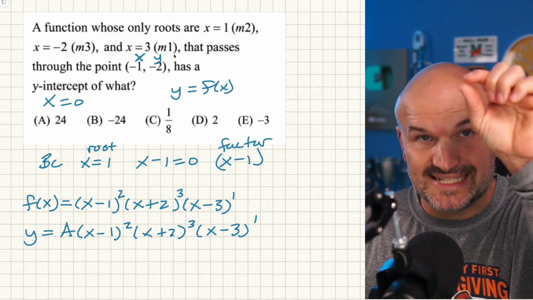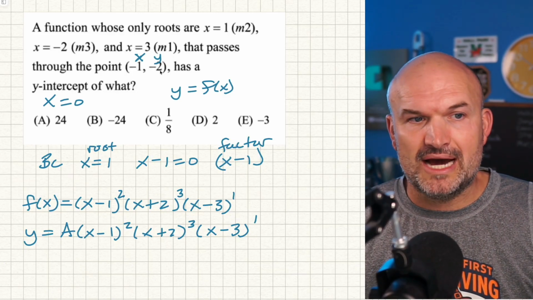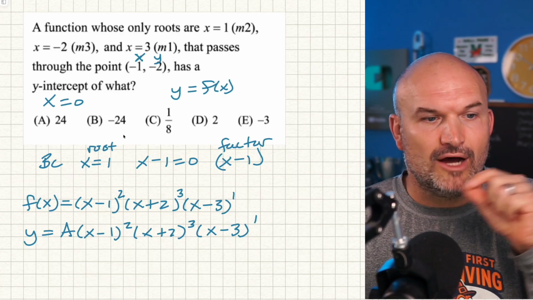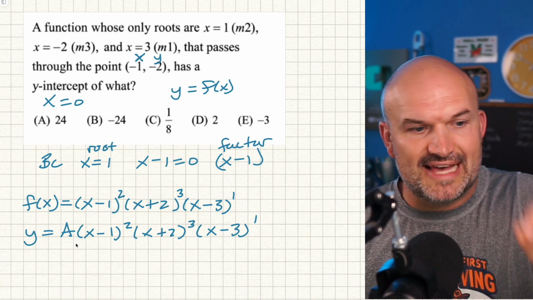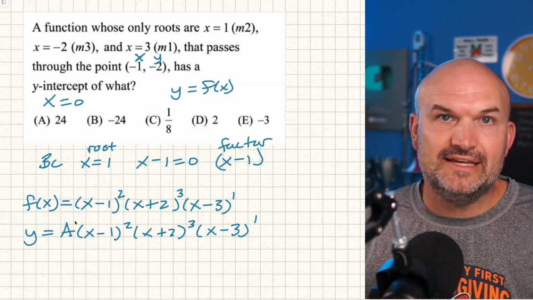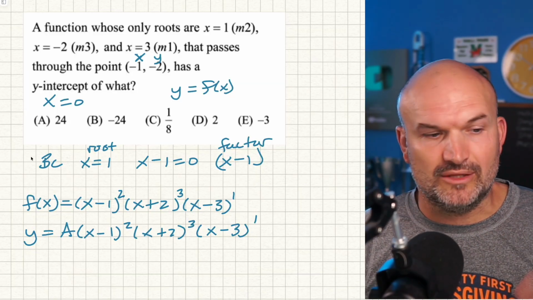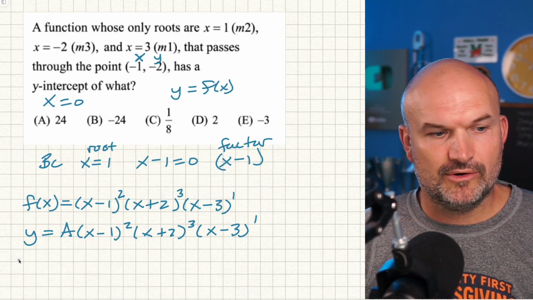Now remember, this is x and this is y. The reason why this is important now, guys, is I can replace all my x's with negative 1 and all my y's with negative 2 to then go ahead and solve for a. That will give me the true form of exactly what this polynomial is. So let's go and replace it.